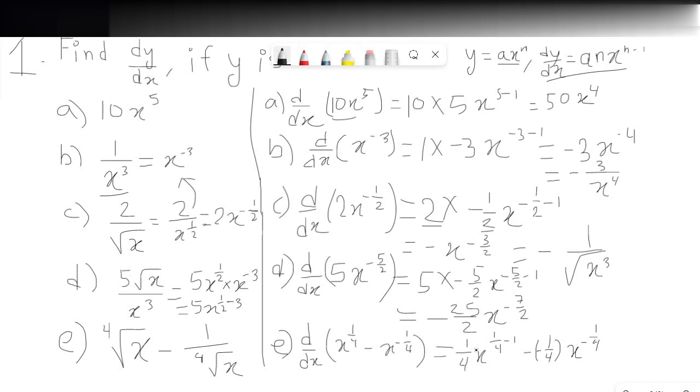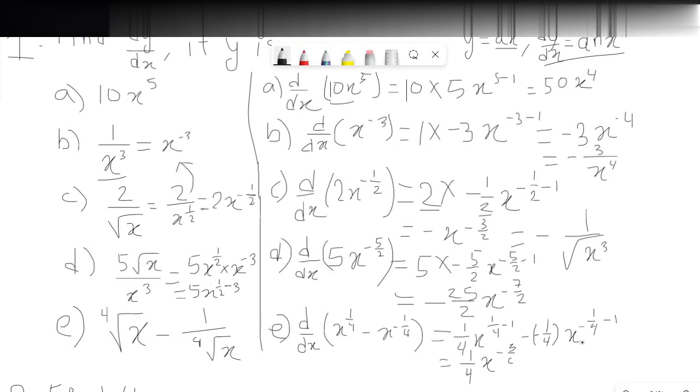Which is 1 by 4 x to the power 1 by 4 minus 1, subtracted by minus 1 by 4 into x to the power minus 1 by 4 minus 1, and we get 1 by 4 x to the power minus 3 by 4 plus 1/4 of x to the power minus 5 by 4.